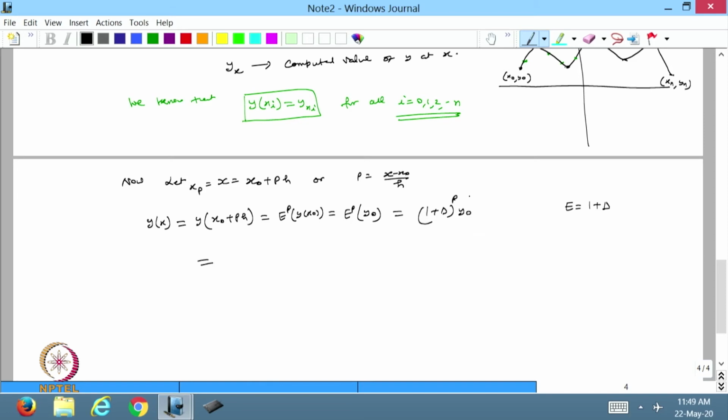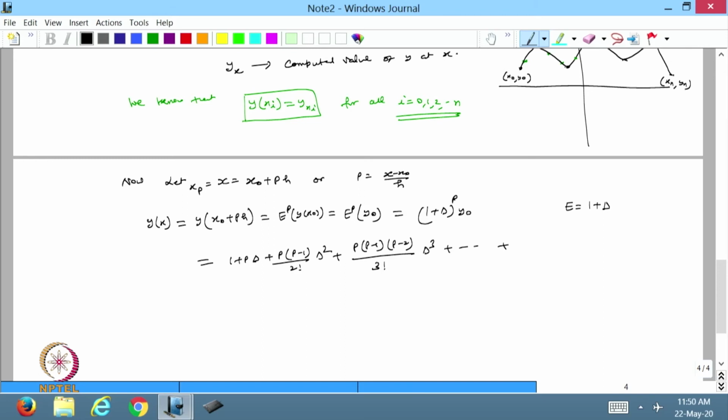Now, from here I am expanding this one using the binomial expansion. So, from here I can write this as 1 plus p del plus p(p minus 1) by 2 factorial del square, p(p minus 1)(p minus 2) up to 3 factorial del cube and so on. Now, I know that if I have n plus 1 number of points, then the nth finite difference, the nth difference operator, will be a constant value, and the next value will be 0.